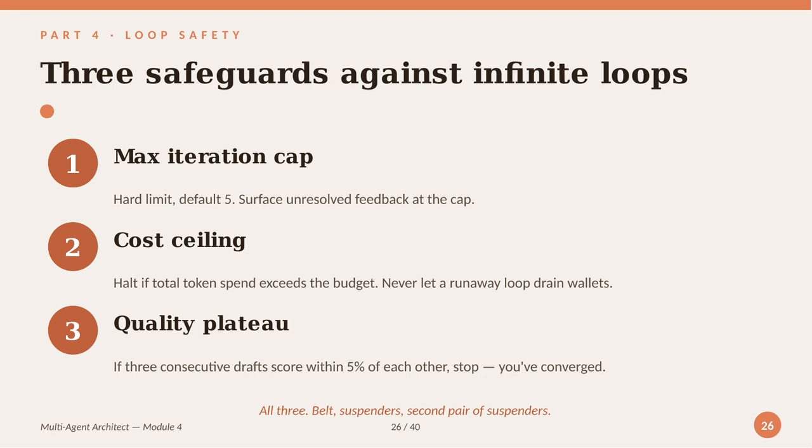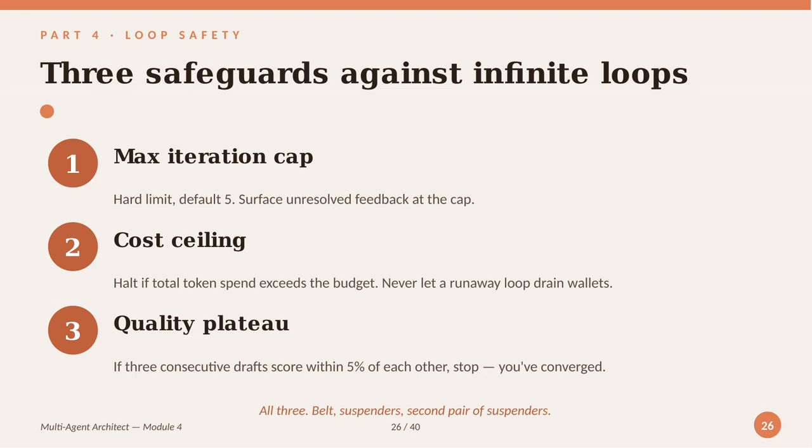Cost ceiling. Halt if total token spend across the loop exceeds a budget. This is the safety against runaway cost. You set the budget per system ahead of time. The loop monitors actual spend after each iteration and bails if it crosses the line. Never let a runaway loop drain wallets. There are stories of teams running up four-figure surprise bills because their loop didn't have a cost gate.